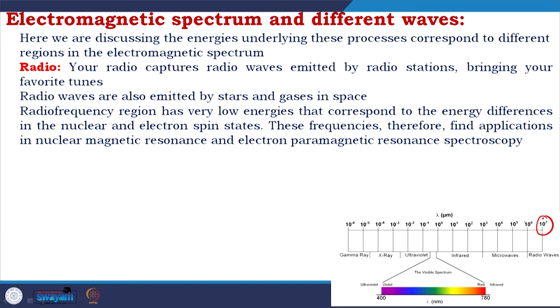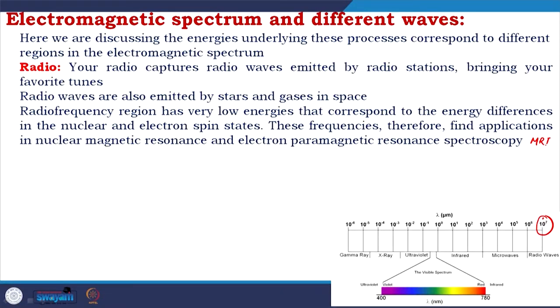So, the radio frequency region has very low energies that correspond to the energy differences in the nuclear and electron spin states. These frequencies therefore find application in nuclear magnetic resonance and electron paramagnetic resonance spectroscopy. Also, you remember we have discussed this earlier, because NMR and EPR operate at high wavelength, which means low energy region, they are non-destructive, non-invasive methods. So, you could plan instrumentation which could work directly on a living organism, as we have discussed about MRI using the nuclear magnetic resonance spectroscopy.